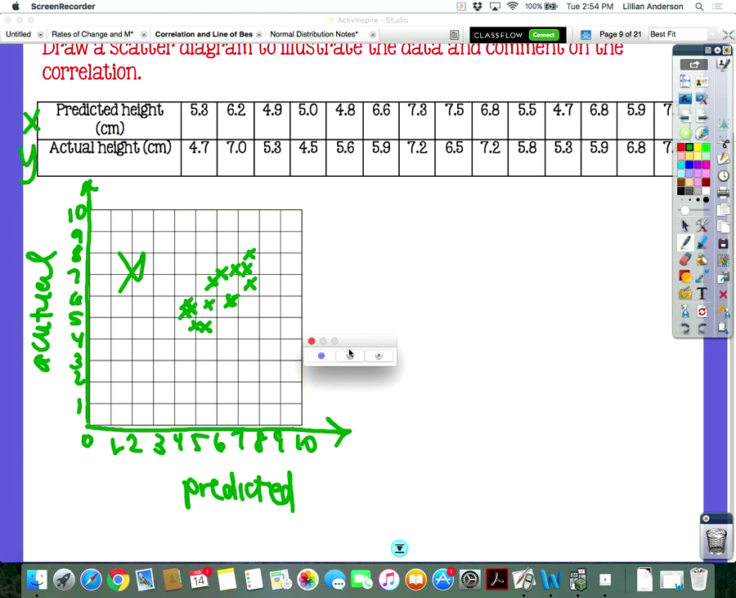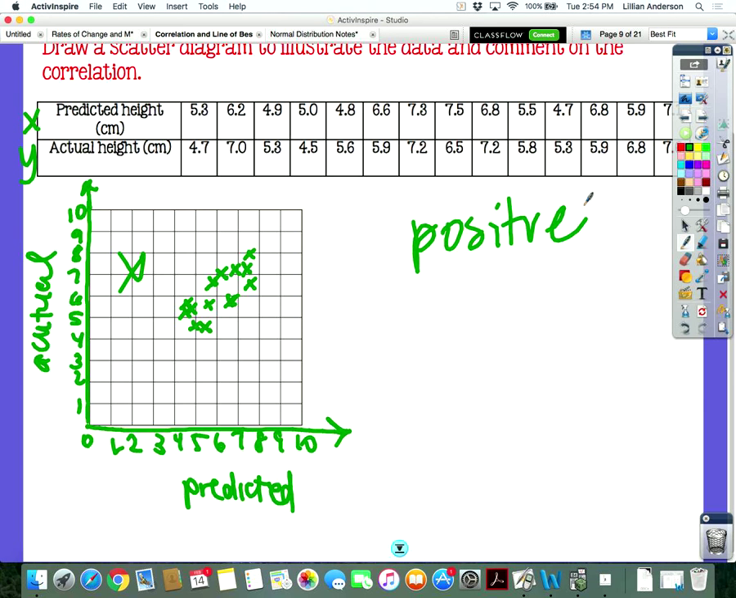Positive, negative, or no correlation? Positive. And are we going to say it's linear or non-linear? Linear. And was it strong, moderate, or weak? Moderate. Okay. Depending on your scale, it really is kind of based off judgment.